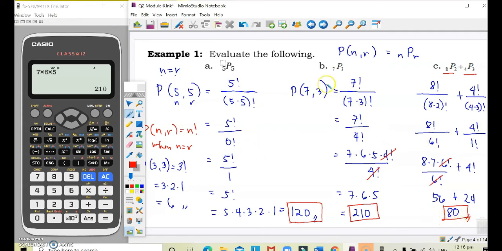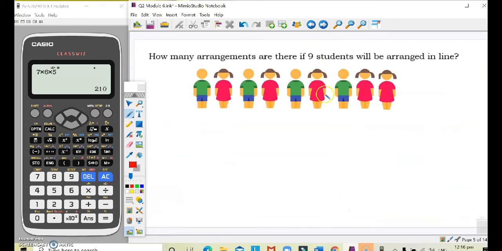I hope you know already how to evaluate permutation. This time, let's apply it to problems. How many arrangements are there if 9 students will be arranged in line? Definitely, if we're going to arrange 9 students in line, there will be 9 places to fill. Therefore, we can say that N is 9 because there are 9 students, as well as R is also 9 because the 9 students will fill all the 9 places for them to be arranged in line.